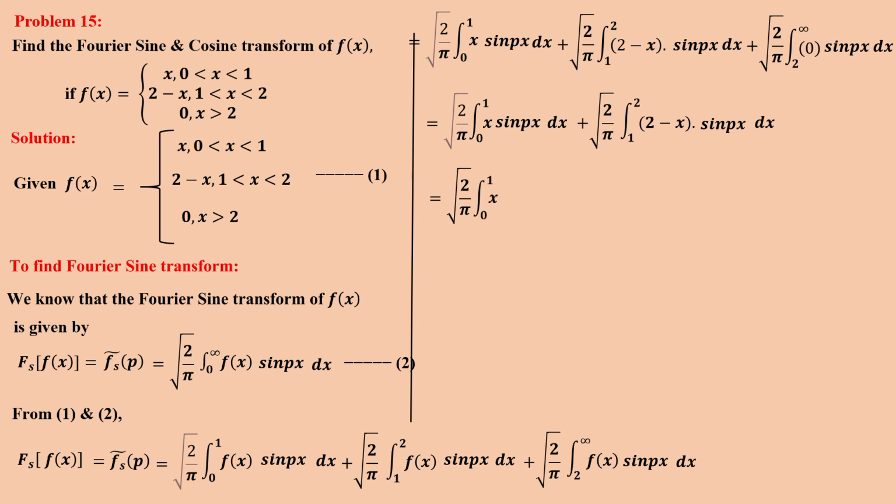So it is equal to root 2 divided by pi integral 0 to 1 x, where sine px can be written as derivative of minus cos px by p. I am going to use Bernoulli's formula or integral u dv formula, right? Plus root 2 divided by pi integral 1 to 2 of 2 minus x, same one, derivative of minus cos px by p. That is equation number 3.